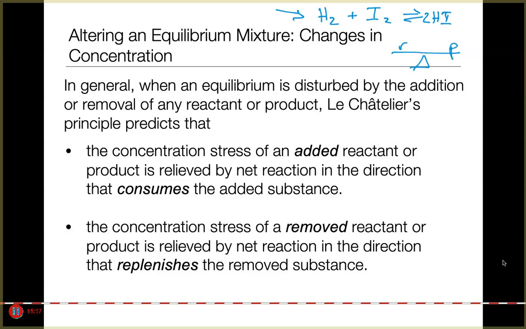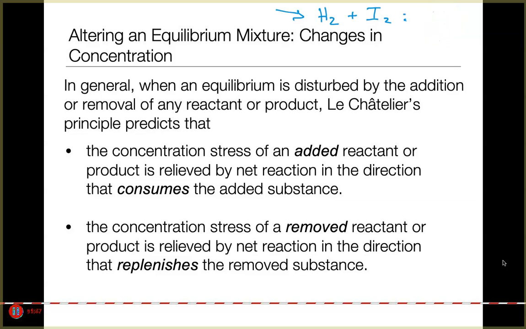The other way you can look at it, instead of adding things, is to subtract reactants or products. And this is actually really common to do, especially in organic chemistry. What you tend to do is you pull off product as it's formed. So it's artificially keeping everything low on this side, so below equilibrium, which then drives the reaction forward. So it's a common technique.